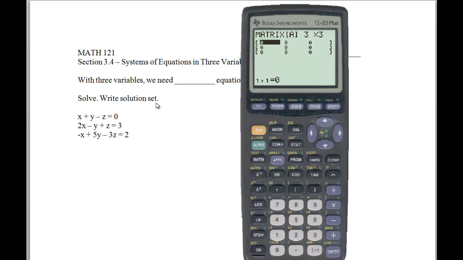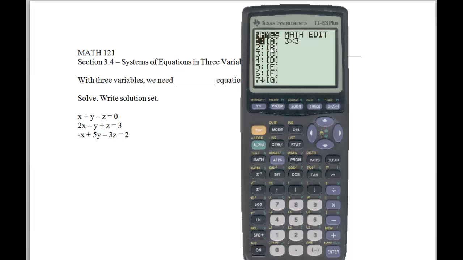And now it's a 3 by 3 matrix, and I'm going to plug my numbers in for the first row here: 1, 1, and negative 1. This corresponds to my first row, then 2, negative 1, 1 for my second row. These were the numbers in front: negative 1, 5, and negative 3. There's my matrix A.